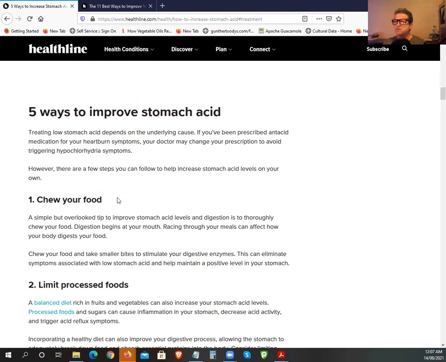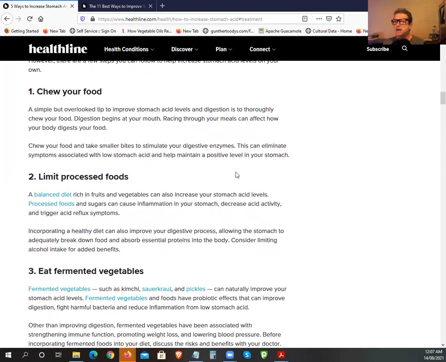Chew your food. If your acidity is low at 1.5 pH, I can tell you it will dissolve bone. I don't think chewing is going to fix that problem. It's just not low enough is the problem. When your stomach has a low pH of 1.5, it can actually dissolve a bone.